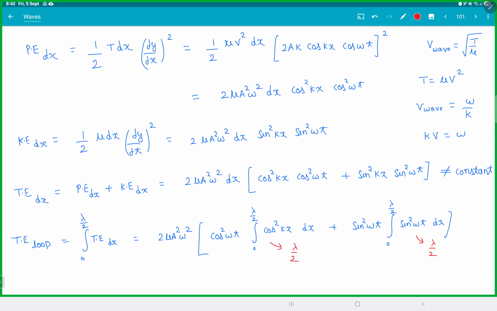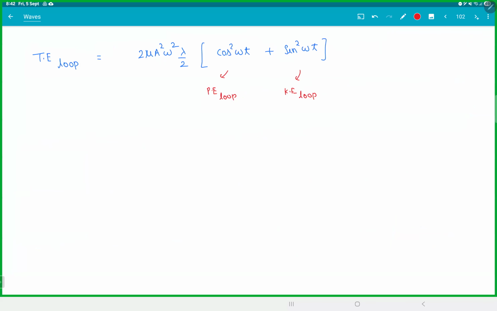That's not lambda by 2 actually, it's lambda by 4, sorry. Because you'll get 1 minus cos 2 omega 2 by 2, na? Now if you see, this comes out to be constant. That is half mu a square omega square lambda. The total energy of a loop is constant, but each segment is changing.